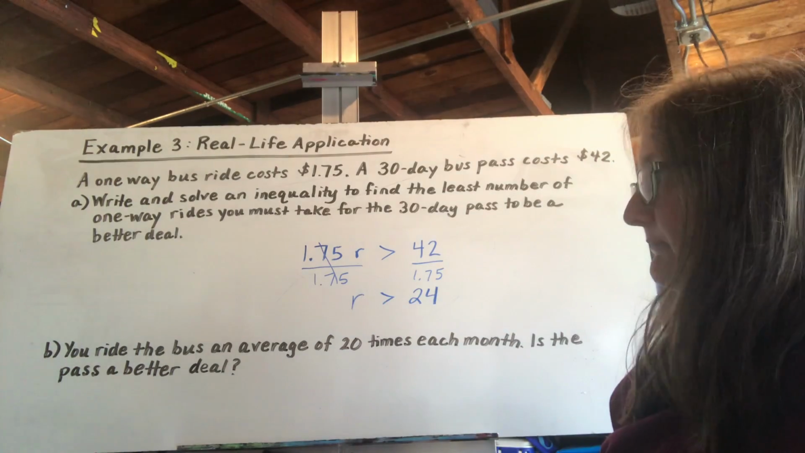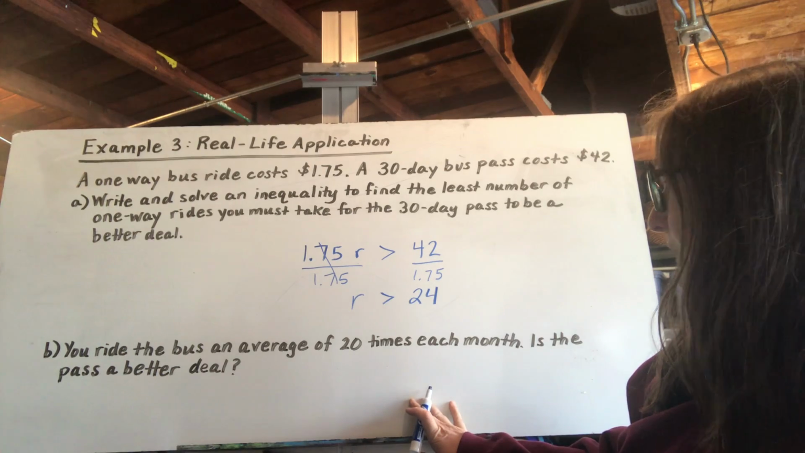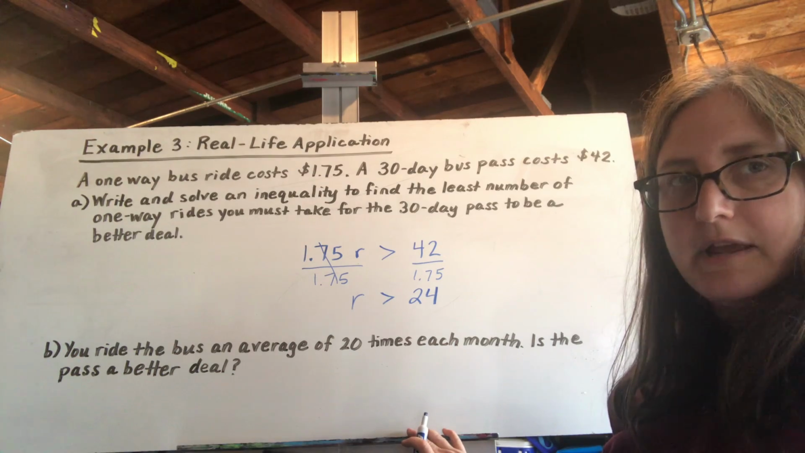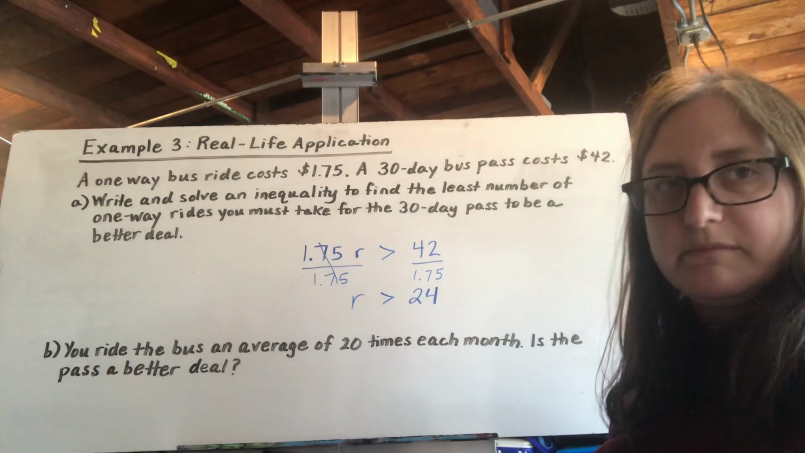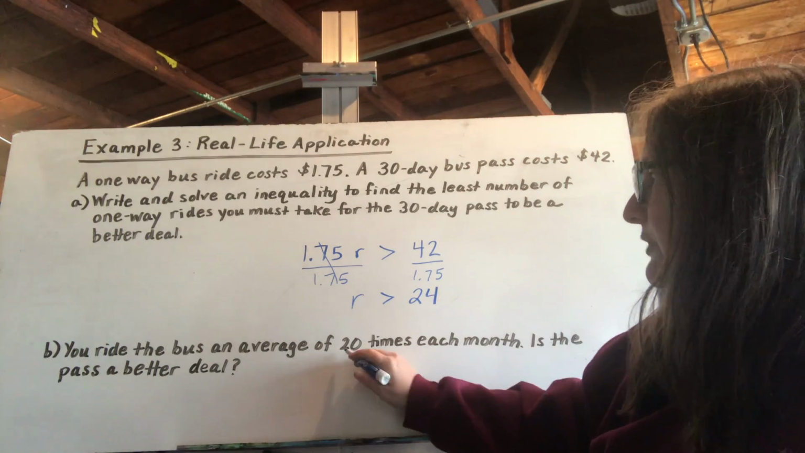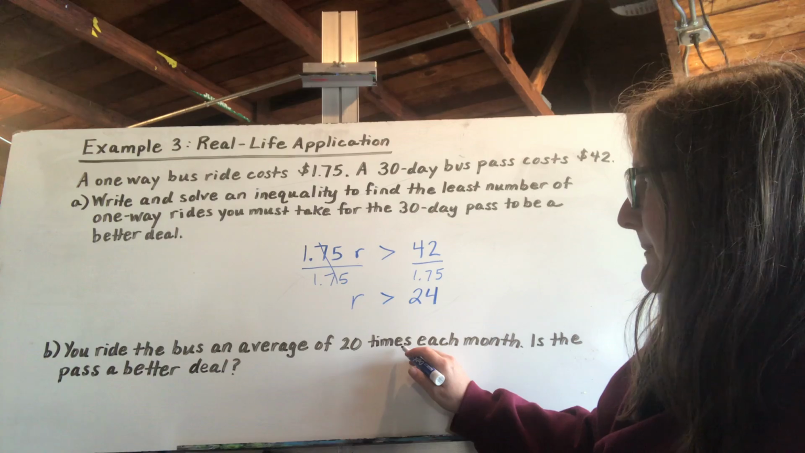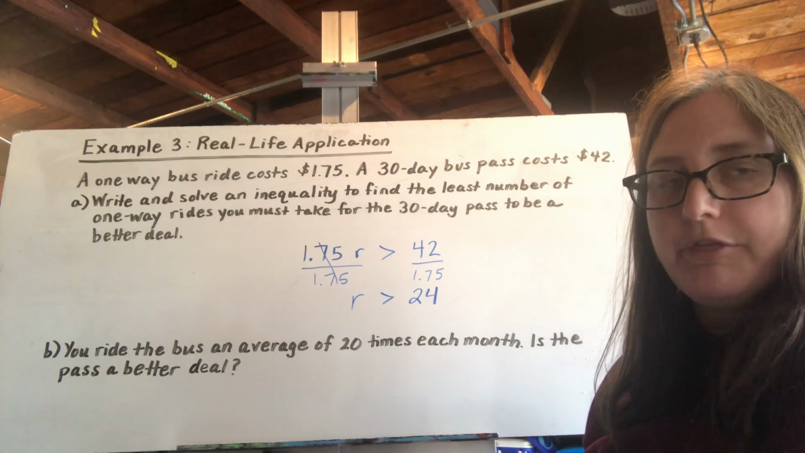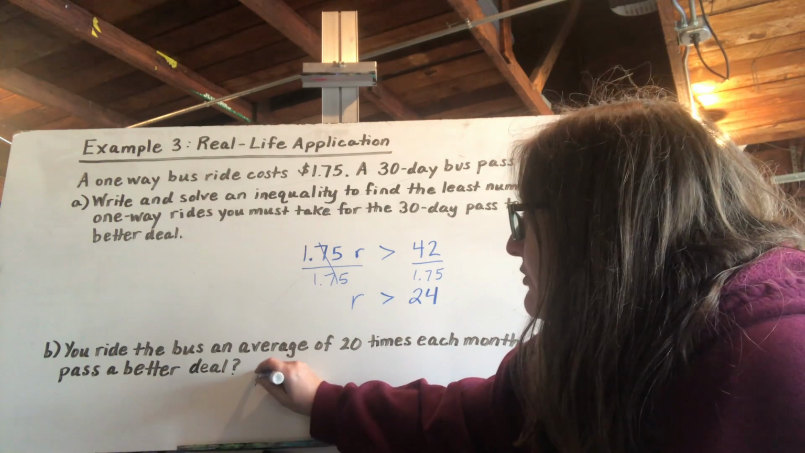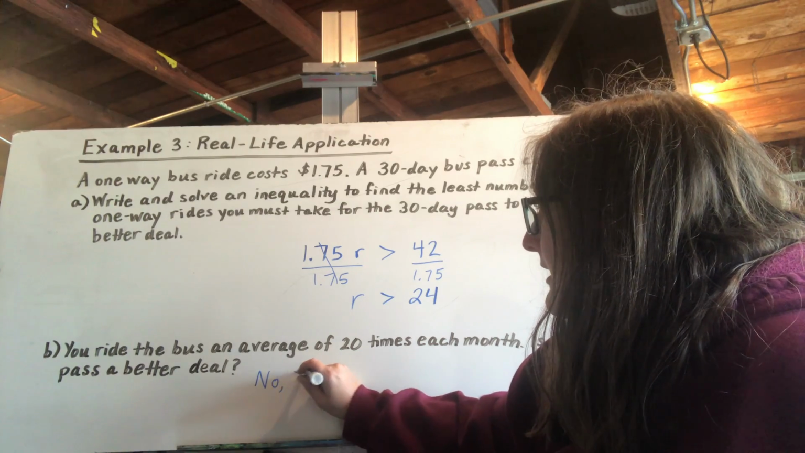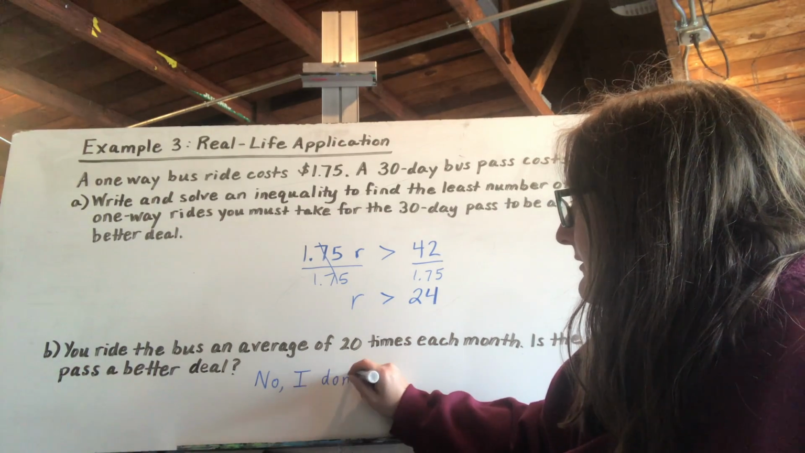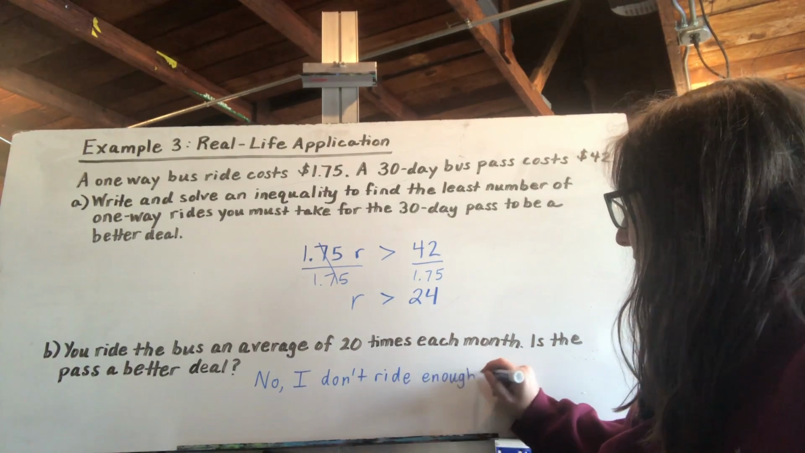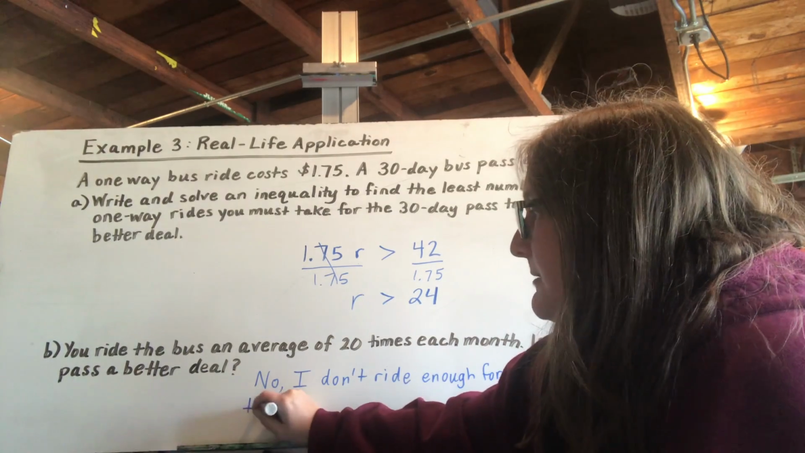the 30-day pass. Well, it says you ride the bus an average of 20 times each month. So is the pass a better deal? Well, a month is roughly 30 days, so I can imagine that if I buy the 30-day pass, it's basically a month-long pass. But if I only ride 20 times, it's not going to be a better deal. I have to ride more than 24 times for the 30-day pass to be a better deal. So no, I don't ride enough for the 30-day pass to be a better deal.